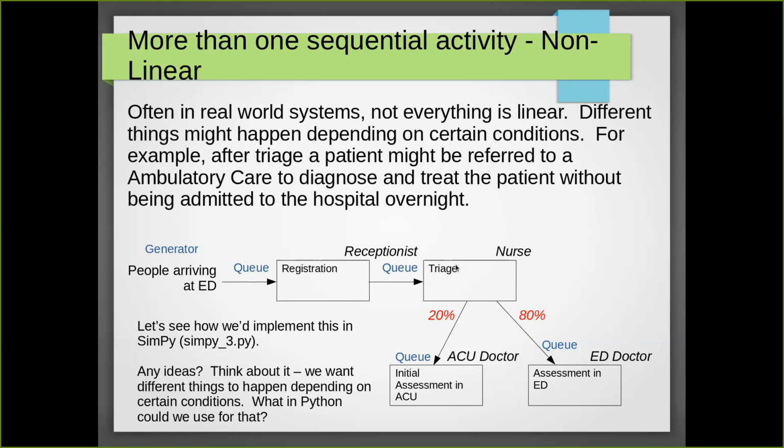And it might be that we just model this. So in this example, let's just say that 20% of those who are triaged go and wait to see an ACU doctor. They go into the ACU, and the remaining 80% stay in the ED and wait to see an ED doctor. Now, we can model that really easily in SimPy. Can anybody think of how we might do that? The answer is simpler than you might imagine.